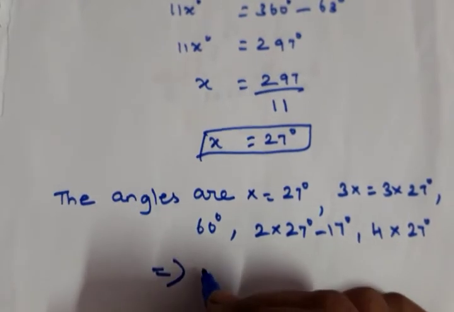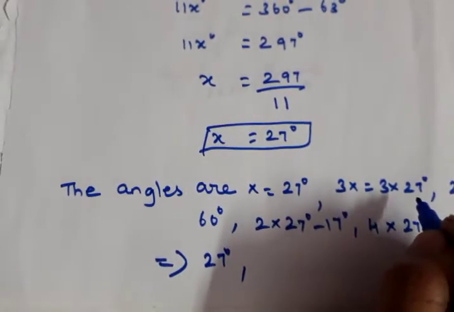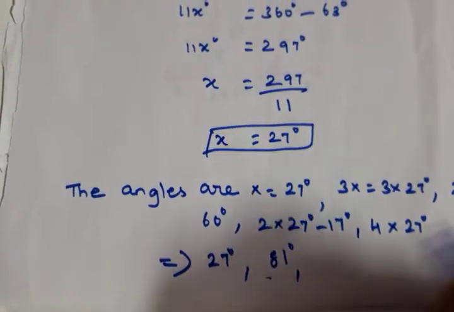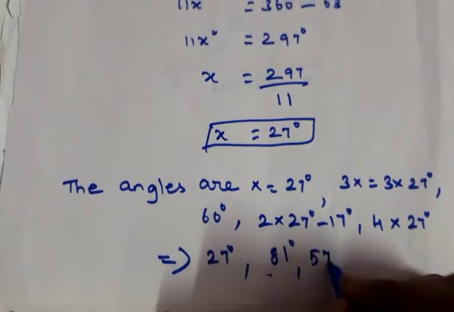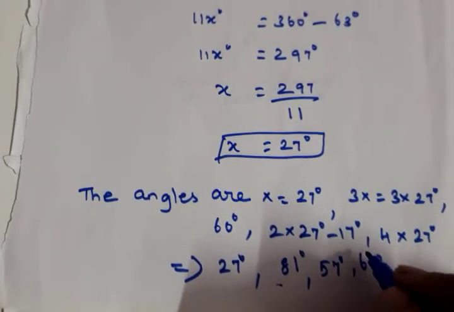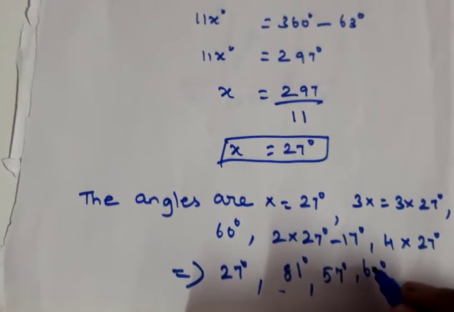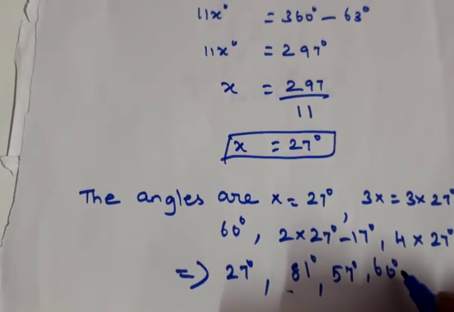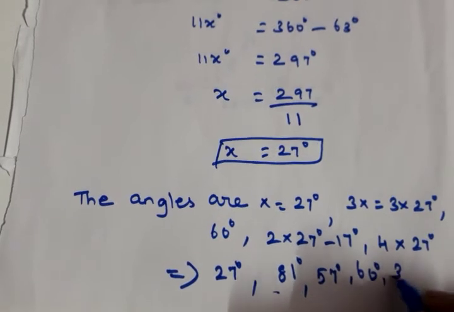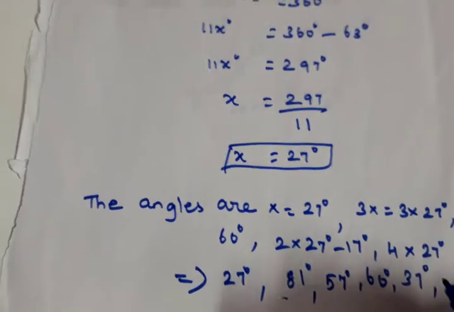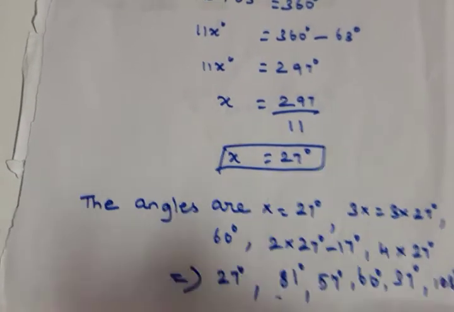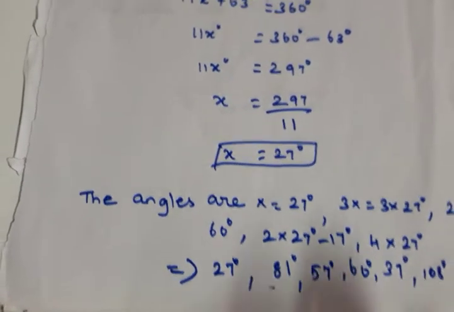So we got a value 27 degrees. 3 into 27 is 81 degrees. Then x plus 20 is 47 degrees. Then 60 degrees. Then 54 minus 17 is 37 degrees. And 4 into 27 is 108 degrees. So when all the angles are added, we get a value of 360 degrees.